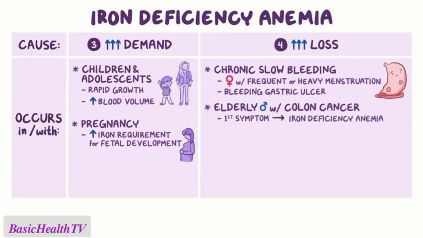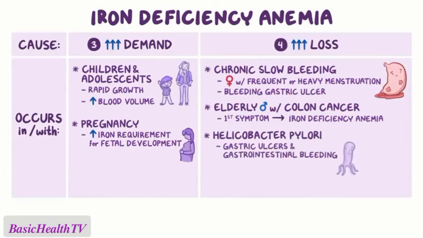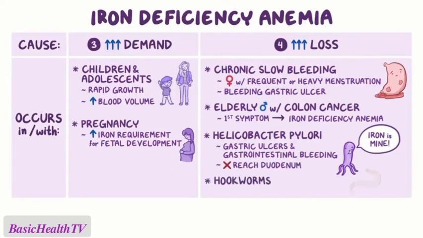Another cause of iron deficiency is Helicobacter pylori infection, which classically causes gastric ulcers and gastrointestinal bleeding. This bacteria also traps dietary iron for itself, preventing it from even reaching the duodenum. Finally, in developing countries, a common cause of blood loss is hookworms. These worms latch onto the intestines and suck out the blood. Yikes!